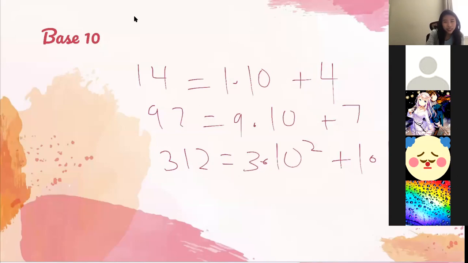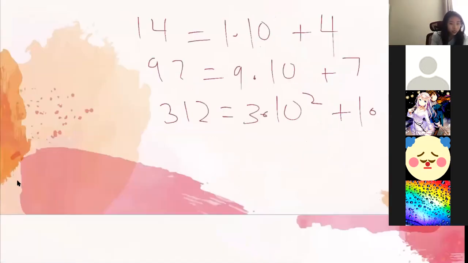So does everyone agree? This is what you've been doing your whole life in base 10. Can someone give me a 4-digit or 5-digit number? One. How many ones is that? Five of them. Okay, that's an awesome example. One, two, three, four, five.